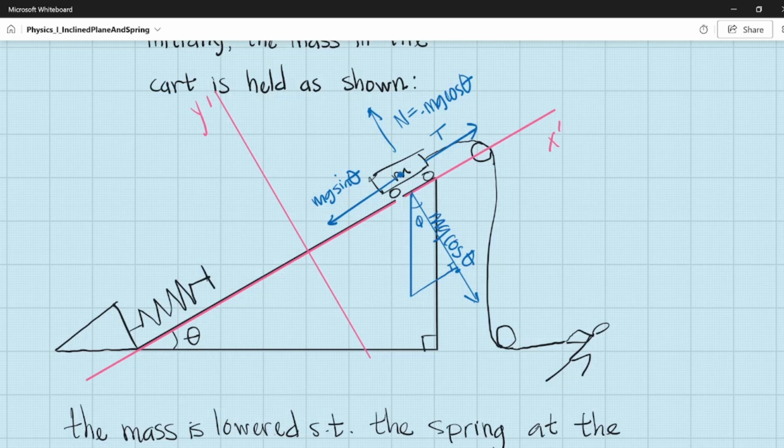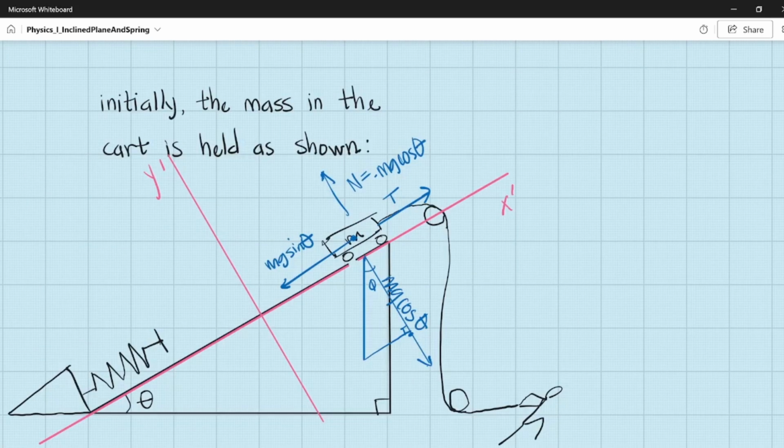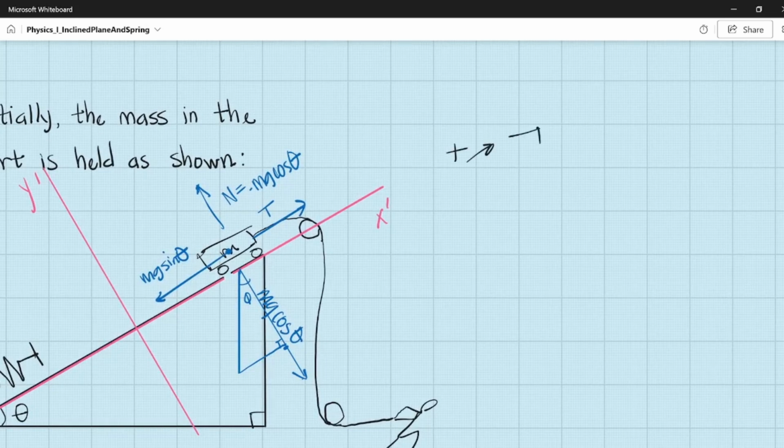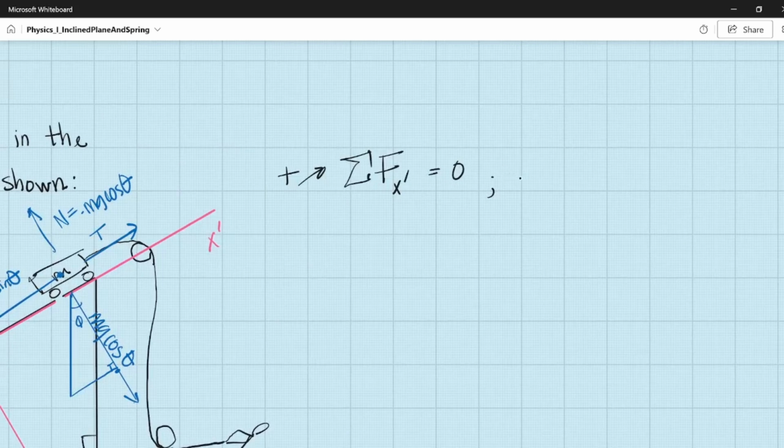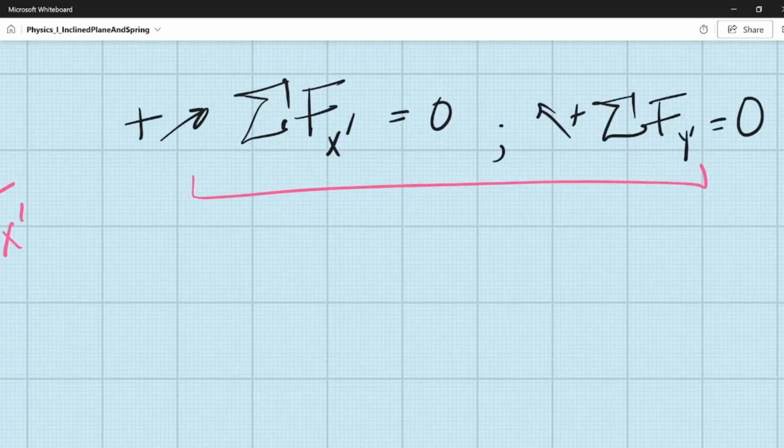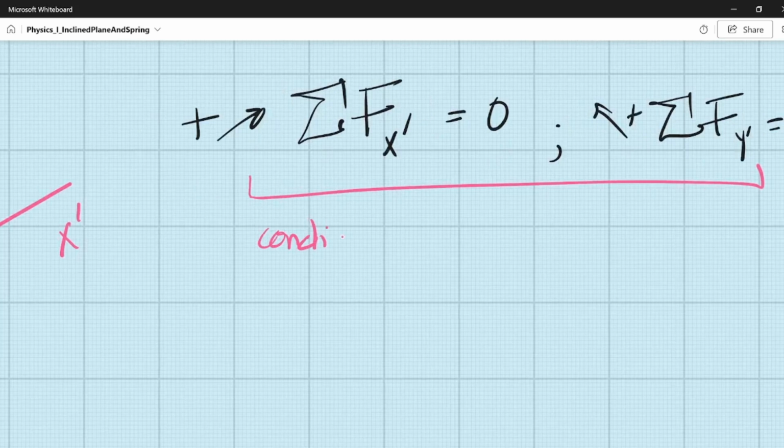Okay, so these are not kinematic equations. We're not dealing with forces. And just analyzing the new coordinate system, x prime, y prime, I can see that the net forces in the x prime direction equals 0, and also the net forces in the y prime direction equals 0 as well. It's worth reiterating right now that these are the conditions for which the system is at mechanical equilibrium.